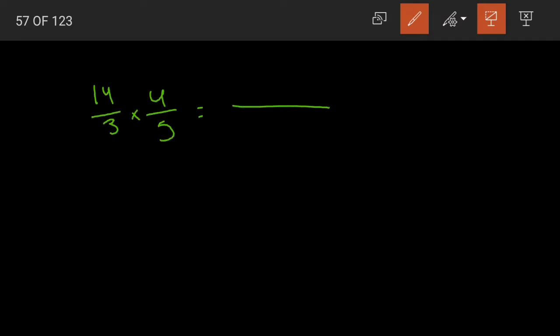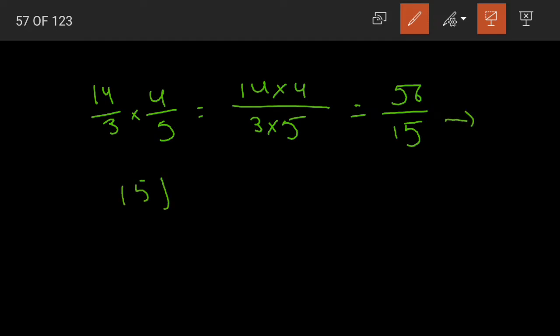Yes, how to multiply? 14 into 4, that is multiply the numerators, divided by 3 into 5, that is multiplying the denominators. 14 fours are 56 divided by 15. Now this is not in the simplest form, children. We can further simplify it into a mixed fraction. This improper fraction can be converted into a mixed fraction.